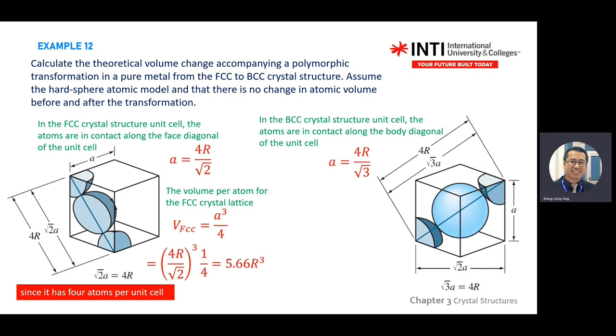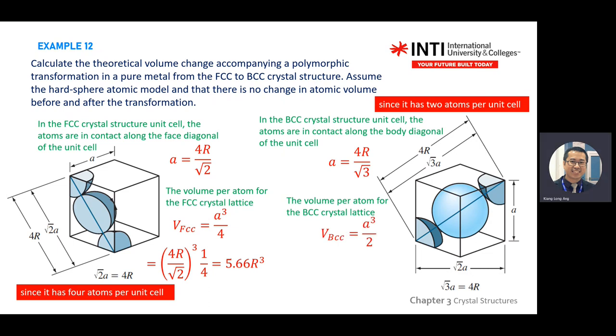This one is calculated per atom, volume per atom. The question asks you for volume change. It doesn't mention in what unit, but these slides tell you to calculate in volume per atom. BCC is also the same. It has 2 atoms, so you get a cubed divided by 2. You get 6.16 R cubed. So you change from BCC to FCC, you see the number? 5.66 to 6.16.